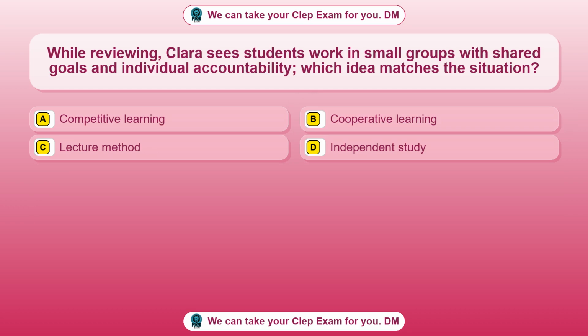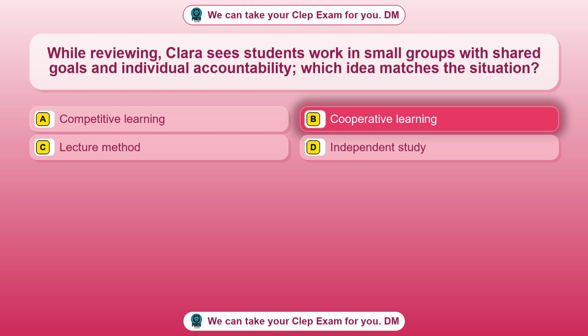Question 49. While reviewing, Clara sees students work in small groups with shared goals and individual accountability. Which idea matches the situation? Option A, competitive learning. Option B, cooperative learning. Option C, lecture method. Option D, independent study. The correct answer is option B.